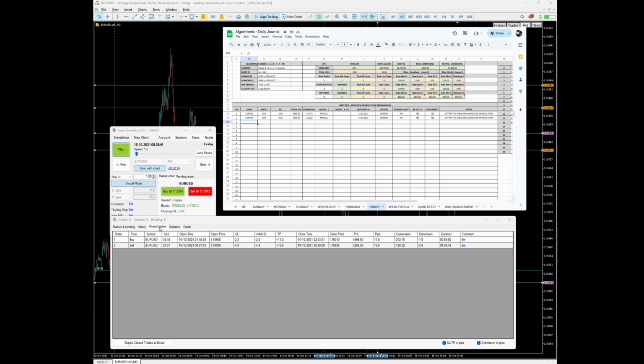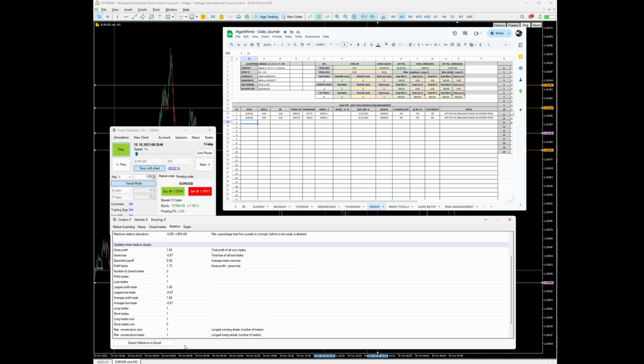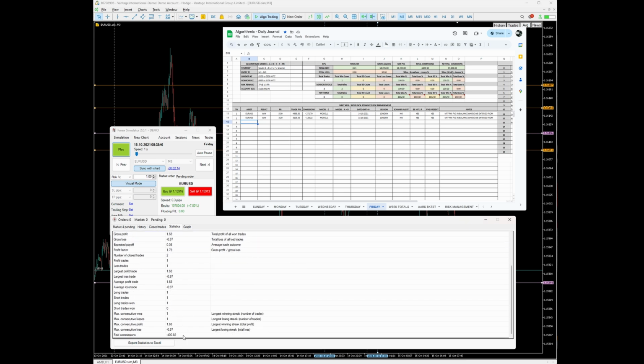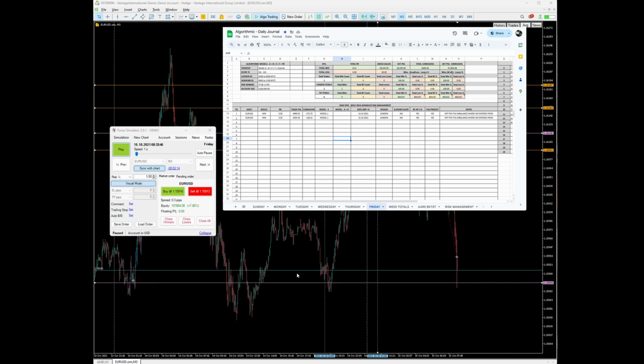Second trade, net 7804. Statistics 7804.8. Commissions 400. I don't know if you can see the commissions here. 492, exactly the same. So there we go. I think it's fair to say that we have an 8.21R on day 2. And that's the wrap for day 2. Right?